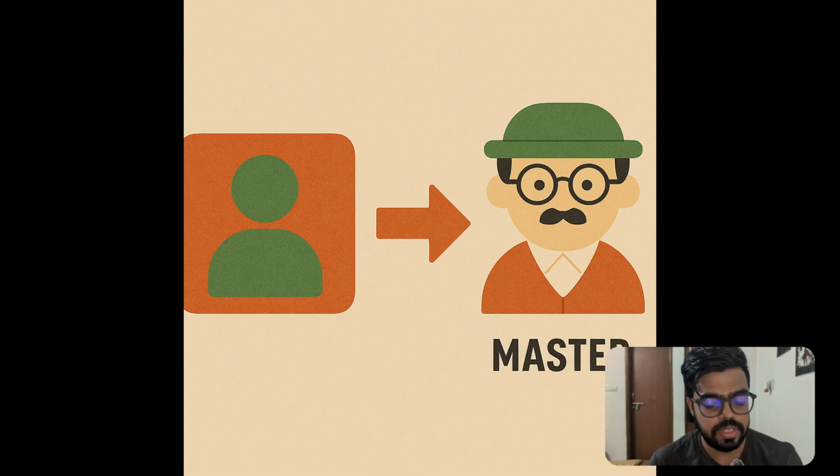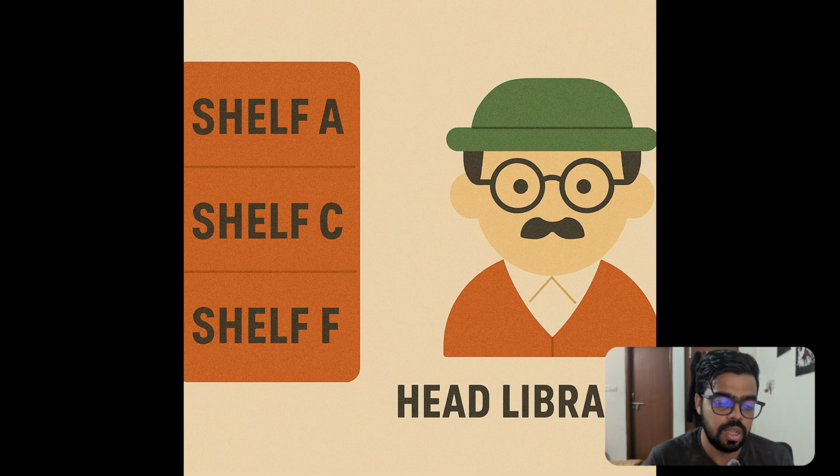Now let's see how GFS handles reading data. The client asks the master server where a particular chunk lives, or where this particular chunk is stored. The master server checks its metadata and responds with the list of chunk servers that have that chunk. You can imagine the master responding, hey, this chunk is present at chunk server A, chunk server C, and chunk server F. Now the client can directly go to any one of the returned chunk servers and fetch the data.